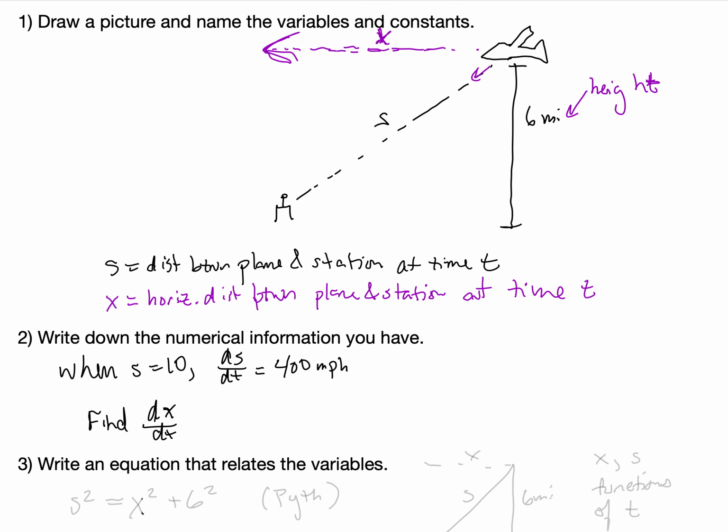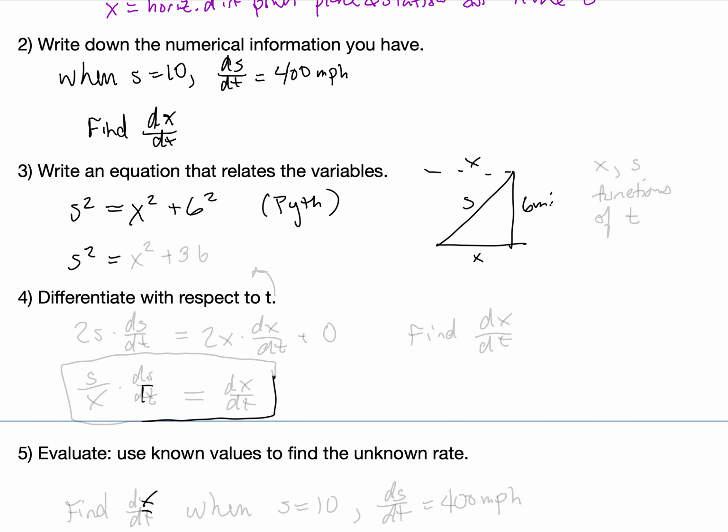So now let's write an equation that relates these variables together, x and s. We know from the Pythagorean theorem, so here we've got s, we've got x, and then we've got a constant height of 6 miles. Based on that, s squared is equal to x squared plus 6 squared. That's just using the Pythagorean theorem. And so that means that s squared is equal to x squared plus 36.